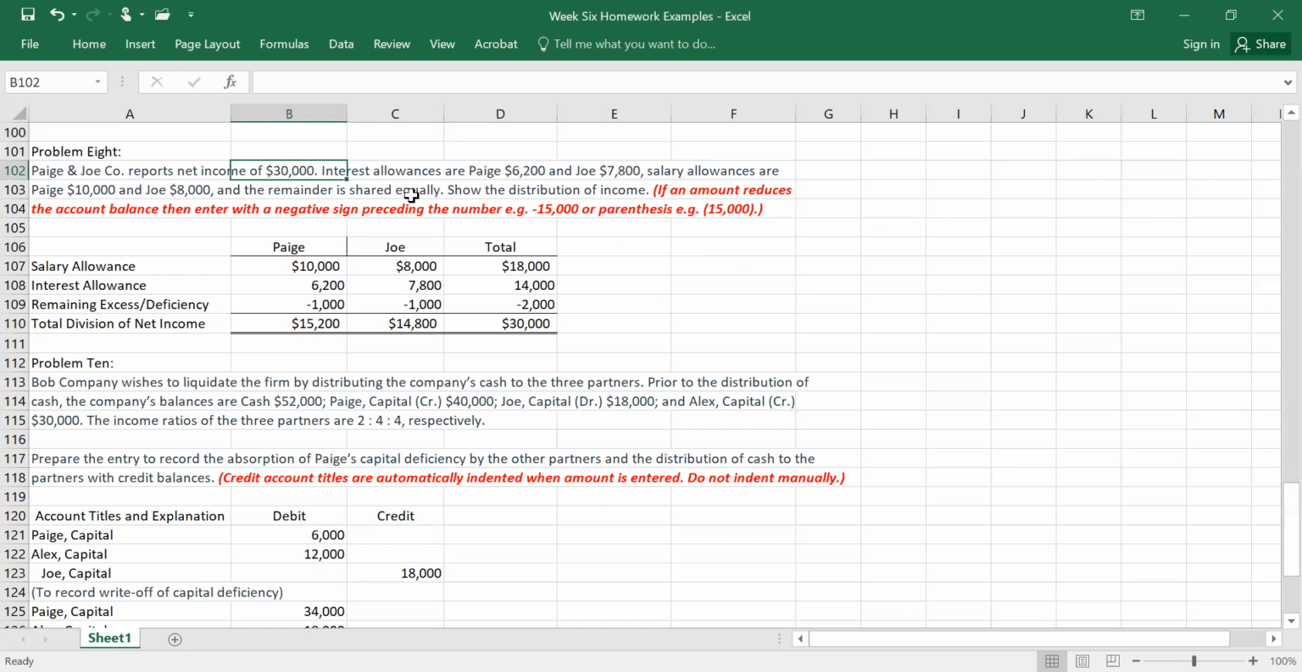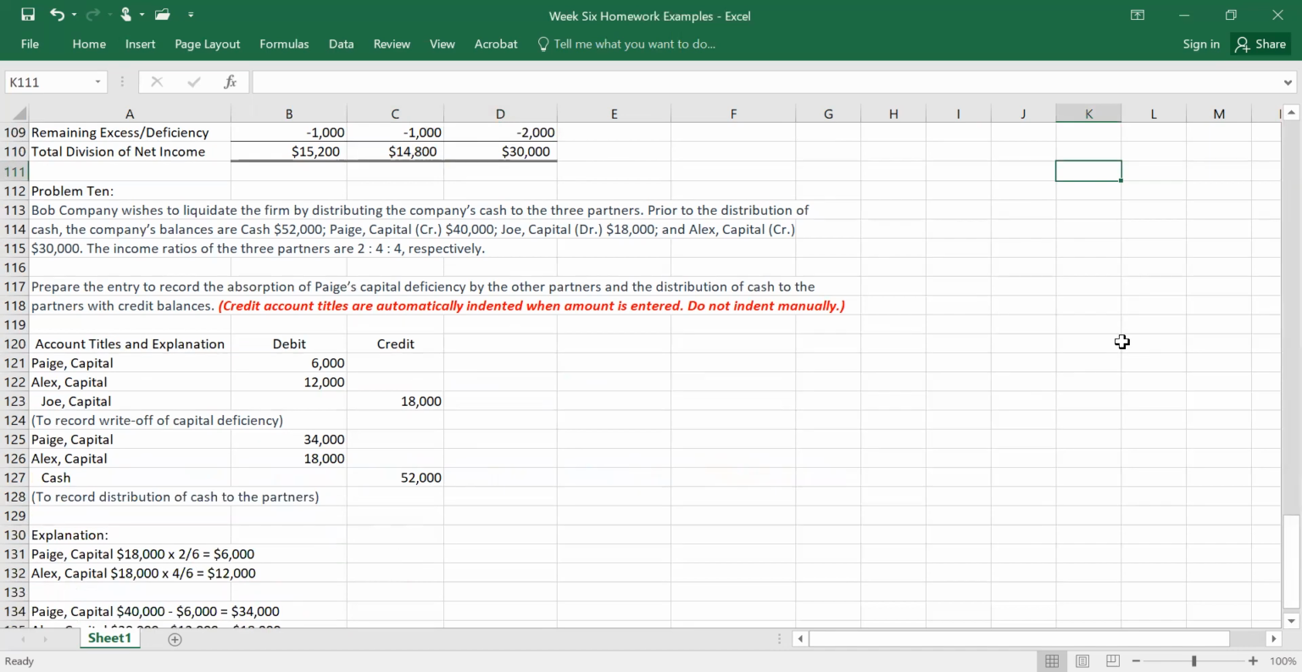And since they share the remainder equally, we're going to share this 2,000 deficiency equally. We're going to subtract 1,000 from Page, subtract 1,000 for Joe, for a total of a negative 2,000. So in the end, Page, we're going to have 10,000 plus 6,200 minus 1,000, which is 15,200. Joe is 8,000 plus 7,800 minus 1,000 for a total of 14,800. So the total is 18,000 plus 14,000 minus 2,000, which is the 30,000 of net income.